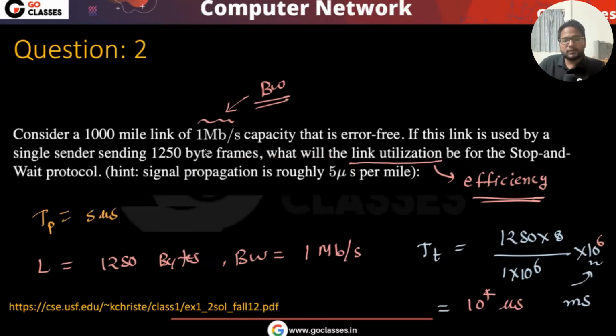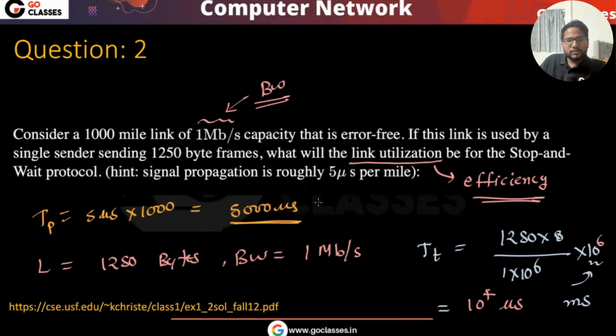Can you calculate the efficiency here? It will be TT upon TP plus 2TT, right? Okay, this is per mile. They have given the per mile, so that is why I need to multiply by the distance, right? Okay, which is 5,000 microseconds.